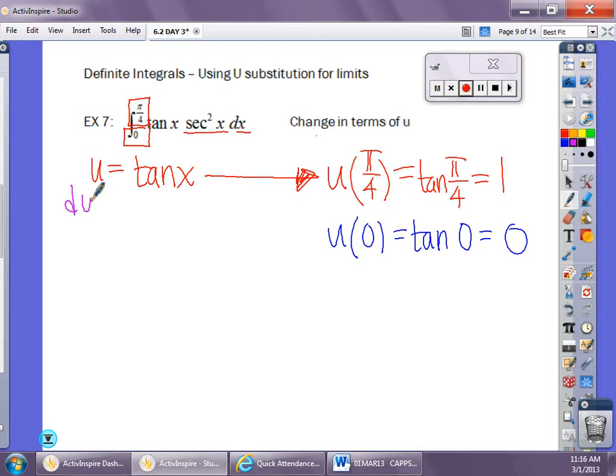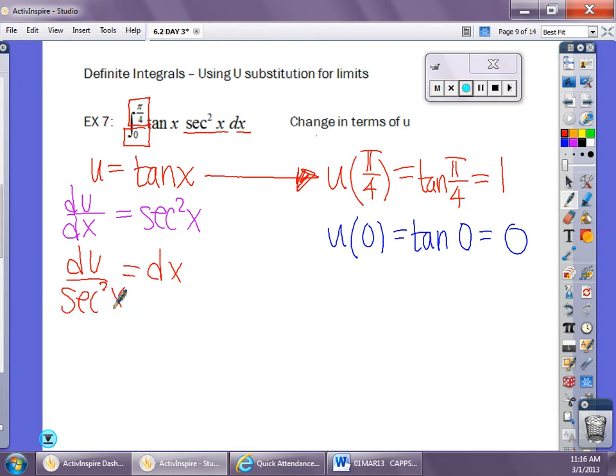First thing we would do, find our derivative with respect to x, which you already told me was our secant squared x. Right? JP, what should I do after that? Multiply by, what do you want to get by itself? The dx. So I'm going to multiply by the dx. That's what I was hoping you were thinking. Alright. So there's my dx all by itself.